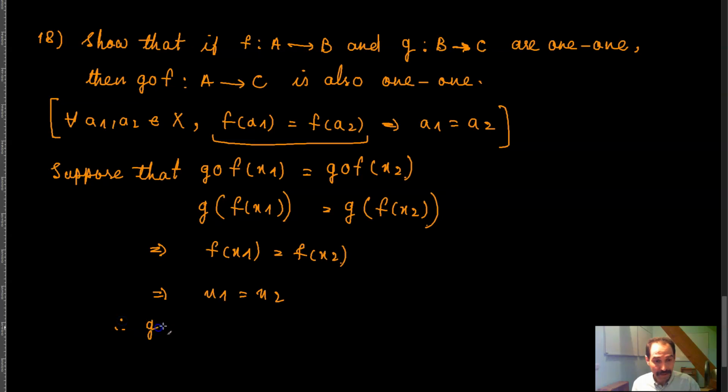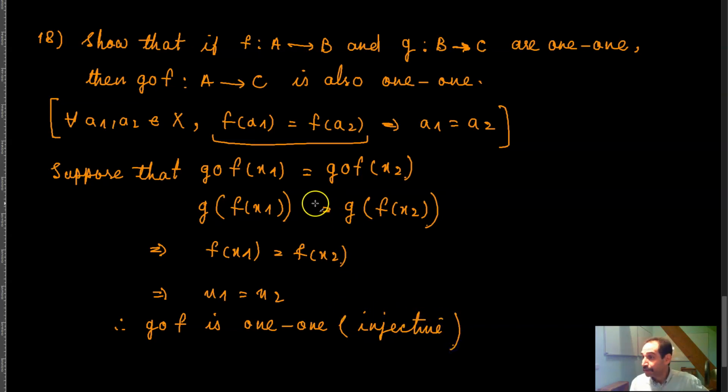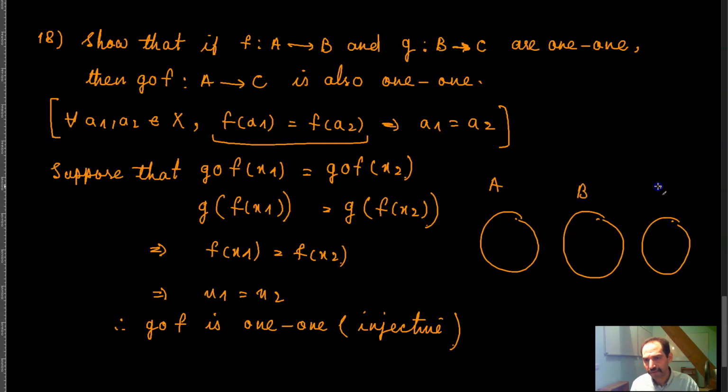That means that g o f is basically 1 1 or injective, right? And what that means, and these are important to understand, is that basically if you have some set a, some set b, and some set c, and f goes from a to b and g goes from b to c, if f is 1 1 and if g is 1 1, then g o f is going to be 1 1. So this is injective and this is also injective, so then this is going to be also injective.